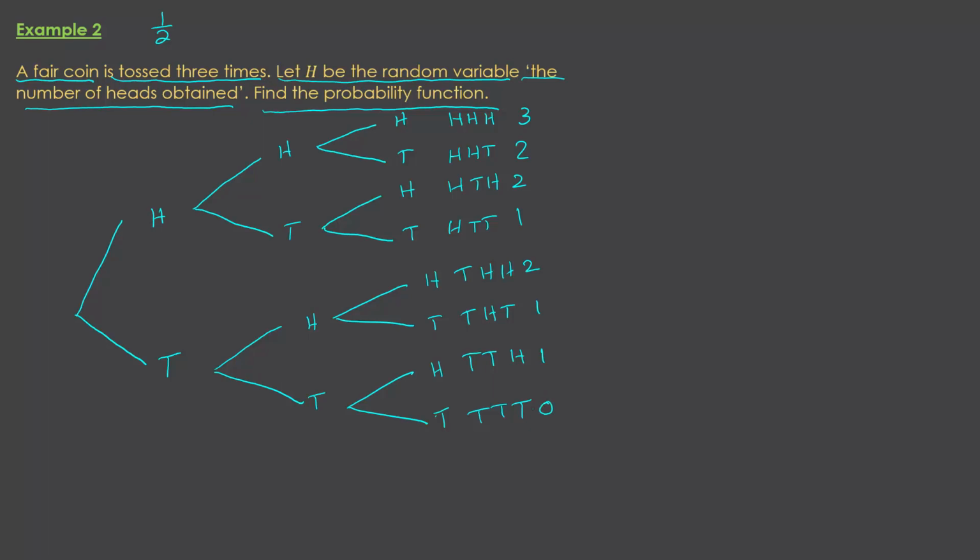So the possible outcomes, the possible values, which we would call small h, of our random variable h are 0, 1, 2, and 3. Now, since all of these are a half, each of these outcomes has a probability of 1/8.